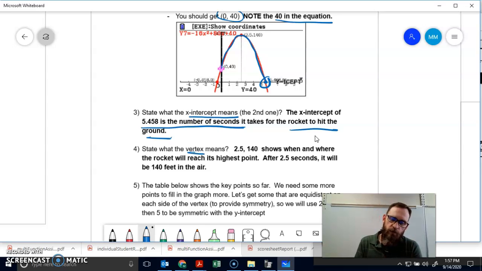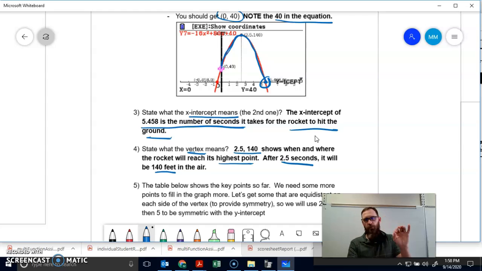And then we look at the vertex. What does the vertex mean? As I said a moment ago, it goes up, reaches its highest point. So that means this point represents that it will reach its highest point after 2.5 seconds. It will be 140 feet in the air. And that's its highest point before it starts to come back down because gravity has pulled on it.